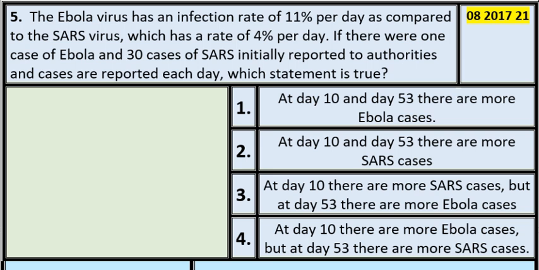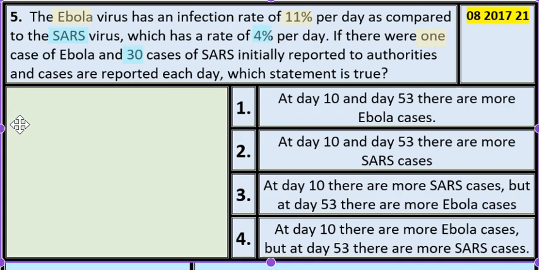Question 5. The Ebola virus has an infection rate of 11% per day as compared to the SARS virus, which has a rate of 4% per day. If there were 1 case of Ebola and 30 cases of SARS initially reported to authorities, and cases are reported each day, which statement is true? So I want to write an exponential equation for both viruses.